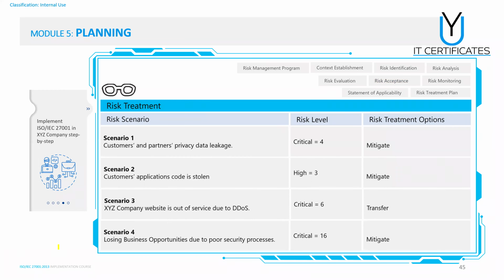For risk treatment, how will we treat these risks? In scenario number 1, leakage of privacy data, the risk level was 4, and the risk option is to mitigate. This means that we have to install some security controls to minimize the effect of the risk. Scenario number 2, the risk level was 3. Again, we have to mitigate. Again, we need some controls to minimize the impact or the likelihood. In risk number 3, it was 6.